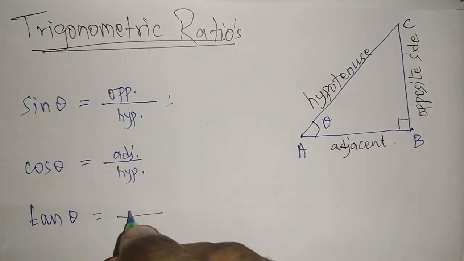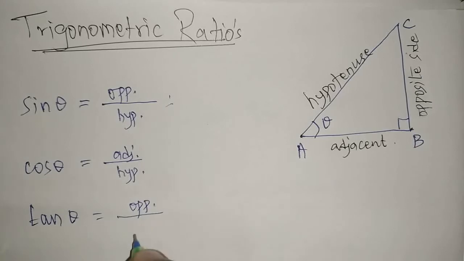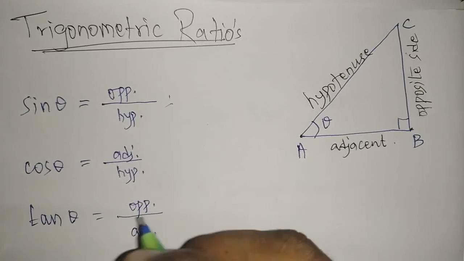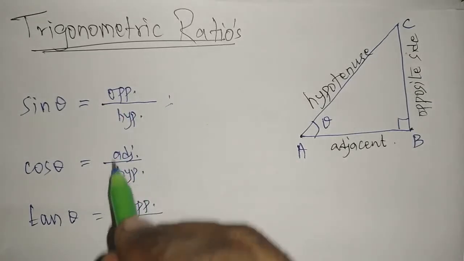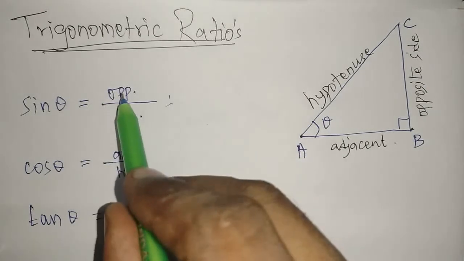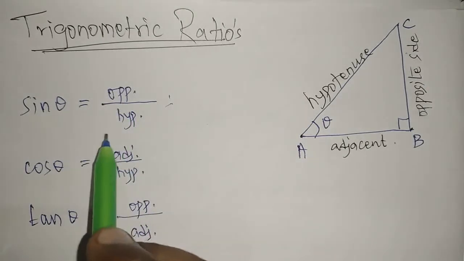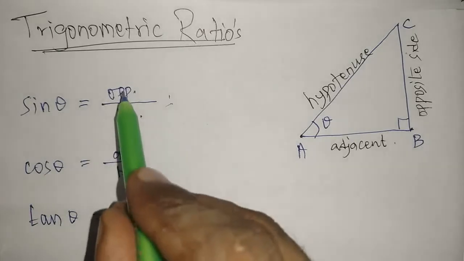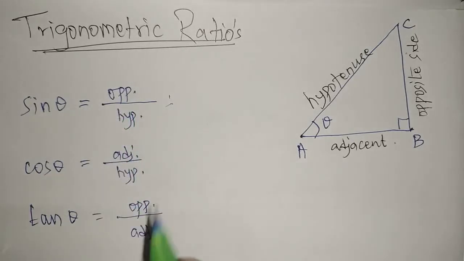So here opposite is the height and the adjacent side. If you divide these together, the hypotenuse will cancel, and remaining you will get opposite divided by adjacent. If you divide this, hypotenuse cancels, opposite divided by adjacent. That's what we are getting like this.